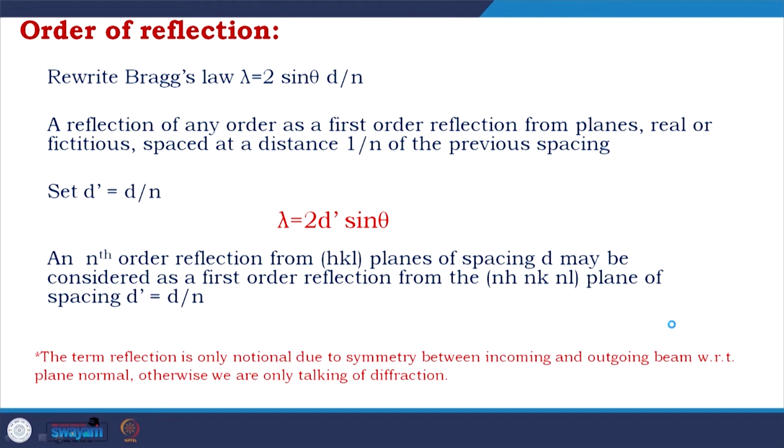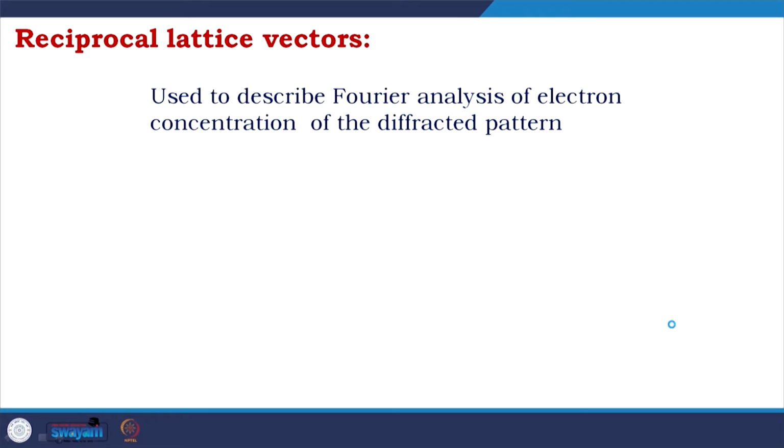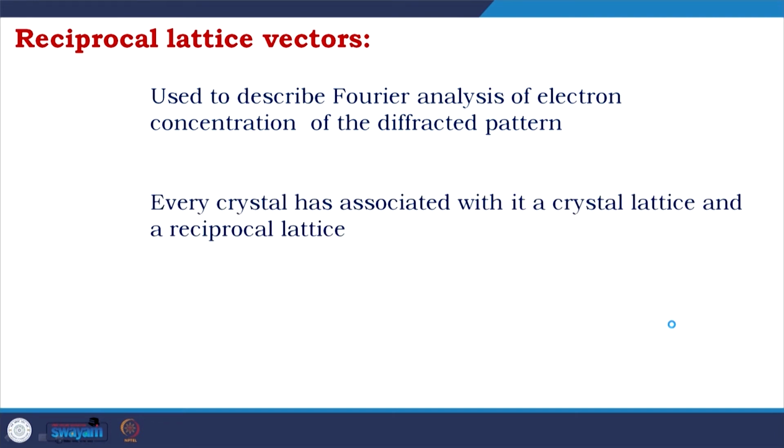So, that satisfies, and throughout we are talking about reflection only because when we are talking about symmetry, we talk about reflection between the incoming and outgoing beam. Otherwise, we will talk about diffraction. So, coming to what I was talking about, reciprocal lattice vectors are used to describe the Fourier analysis of electron concentration of the diffracted pattern. We will talk about the Fourier analysis later. Every crystal has associated with it a crystal lattice and a reciprocal lattice.